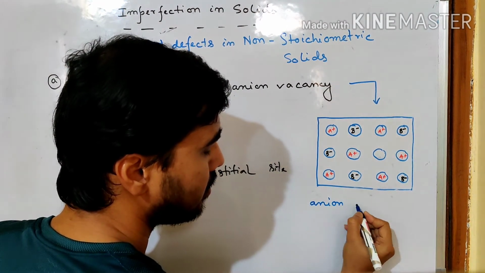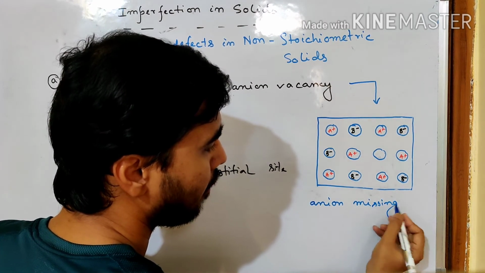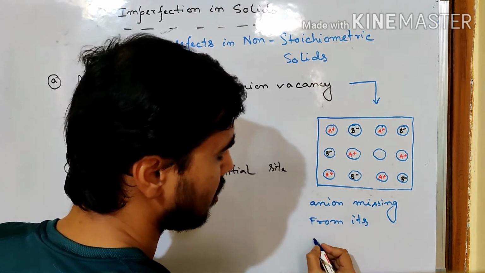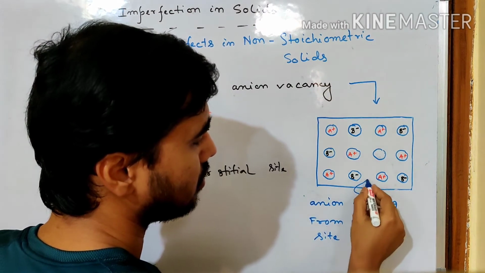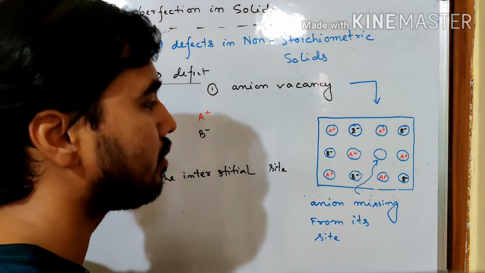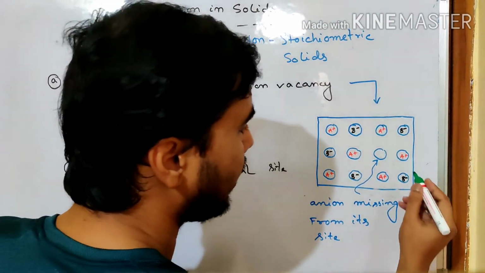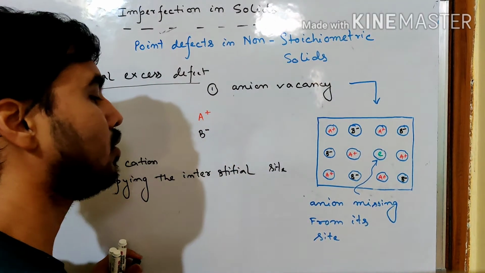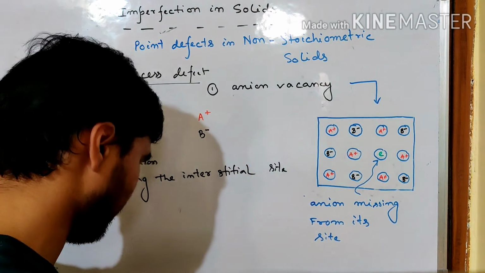Anion missing from its site. This one. How can the electrical neutrality be maintained? It will be maintained because in place of the anion, an electron will occupy the site. It will neutralize the plus charge, the negatively charged electron.